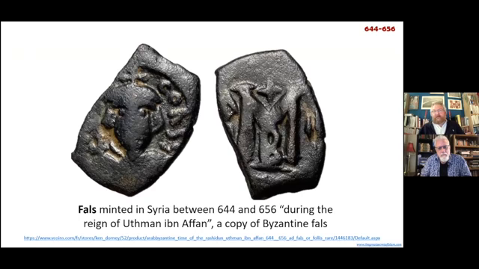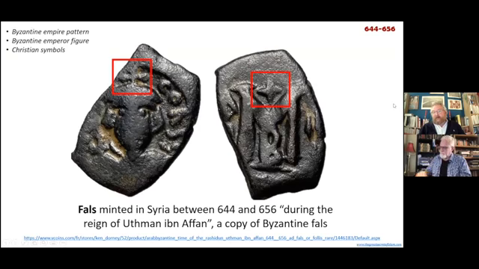a crude copy of Byzantine coins, and we also see the M and the Christian crosses, which tells us that during the time of Uthman, the Arab leader who minted this coin was still using a Byzantine Empire pattern with the Byzantine Empire figure on his coin and with Christian symbols. So it's the same as the previous coin.